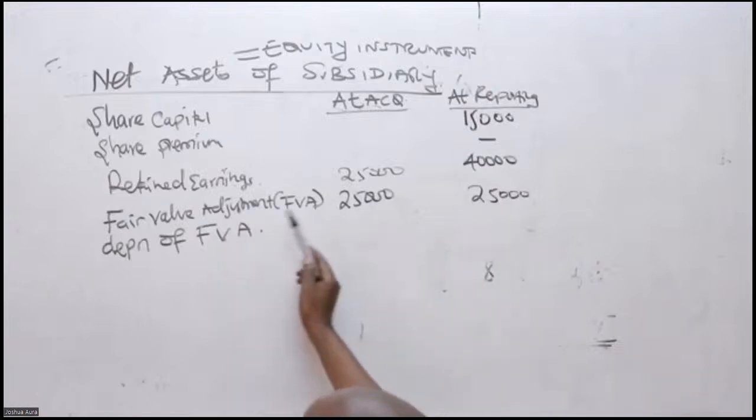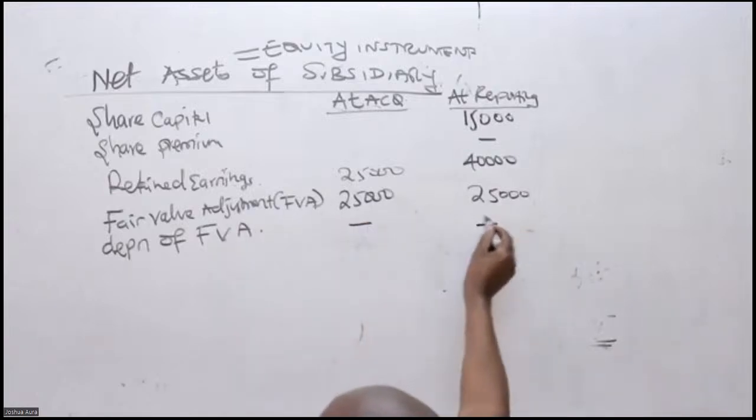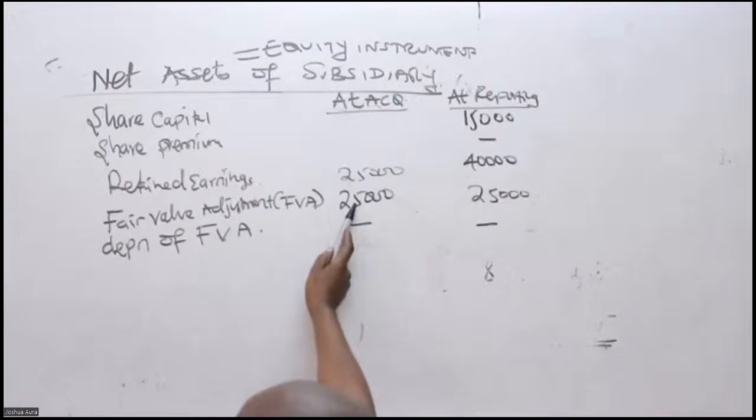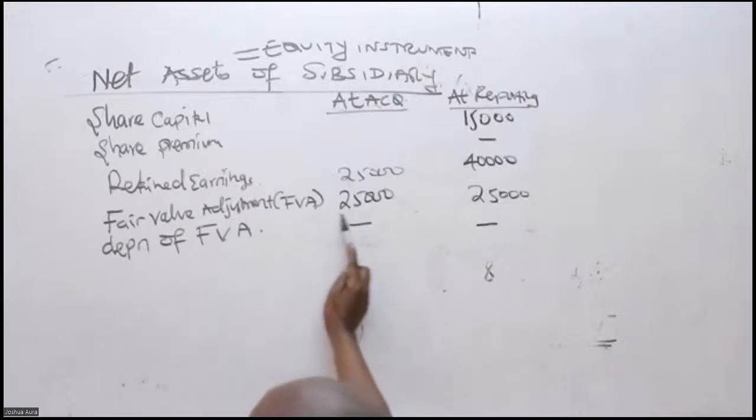And then depreciation, of course, this land is not depreciable. Depreciation will be 0, 0, because this is land. Land is never depreciated. So depreciation of the fair value adjustment is 0.